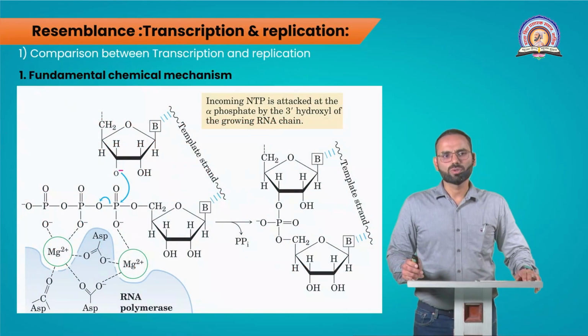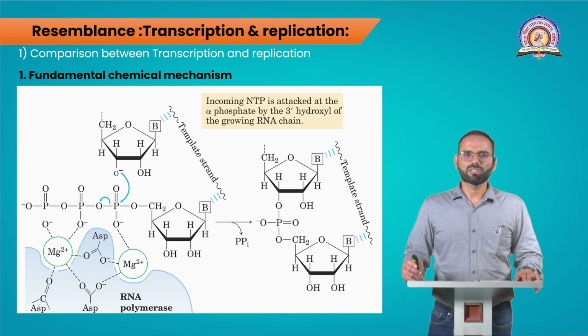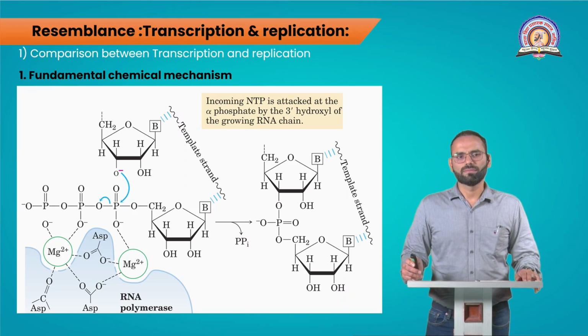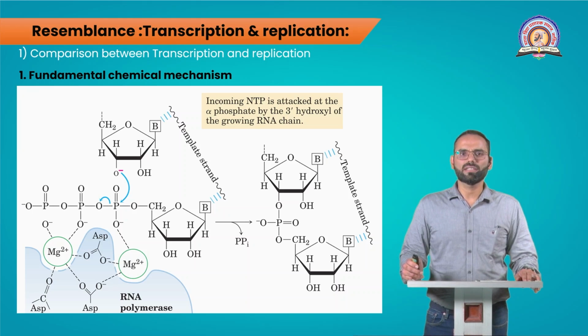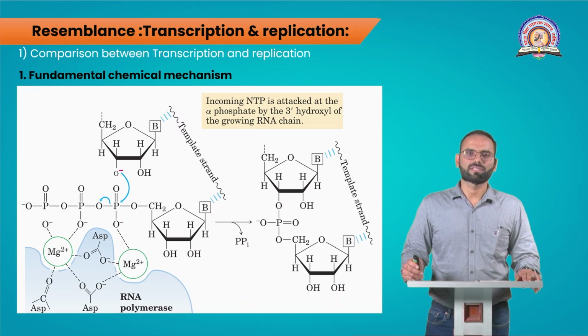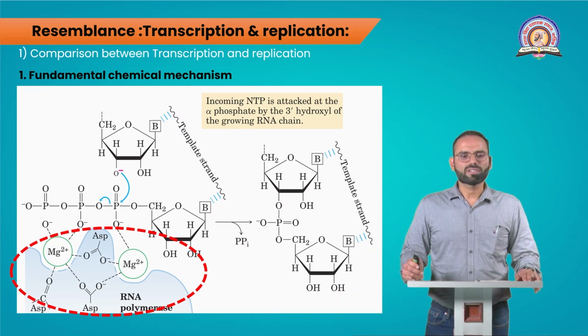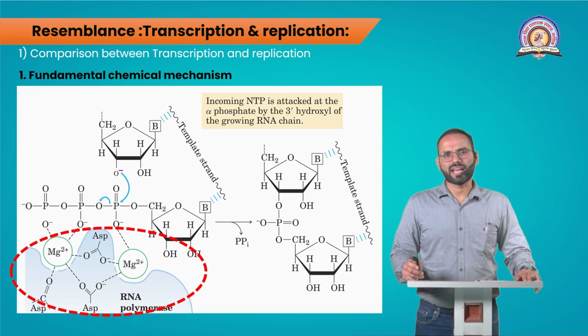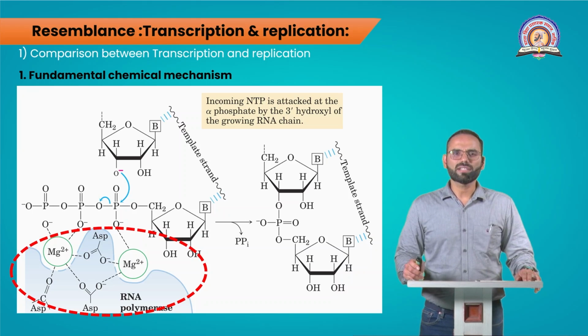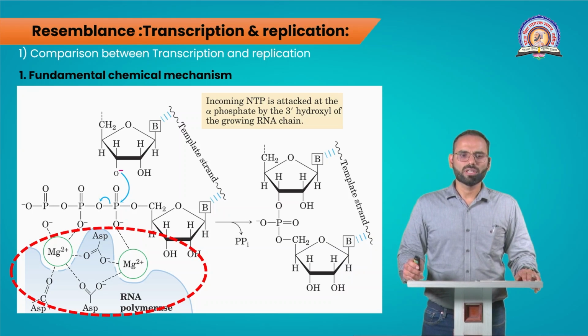As we all know, transcription and replication are of vital importance for cell survival. There are some similarities between these two processes. The first similarity is the fundamental chemical mechanism. In transcription, the RNA polymerase is involved, and this RNA polymerase has an aspartate at the active site. This aspartate amino acid is involved in coordinating with the magnesium ions.